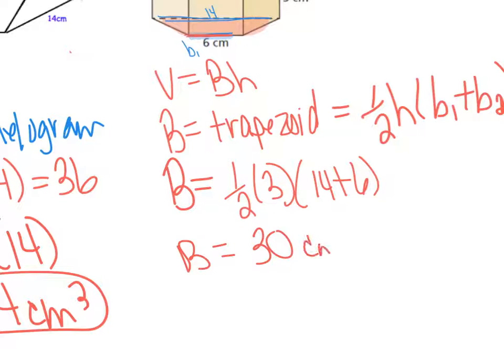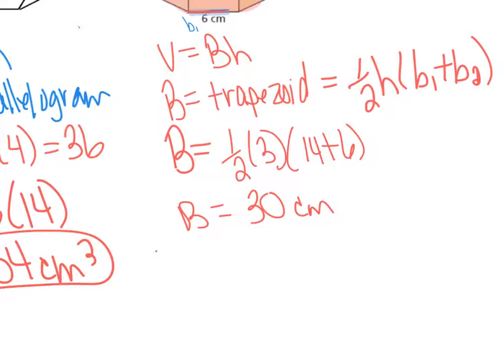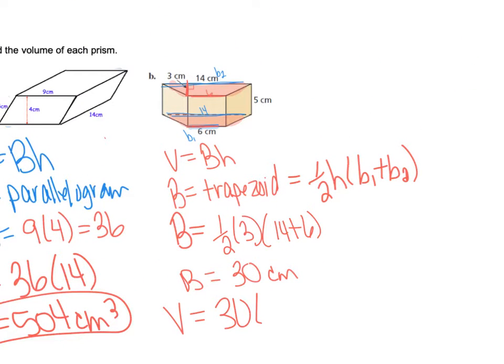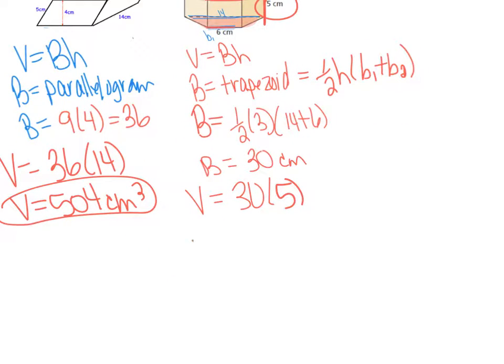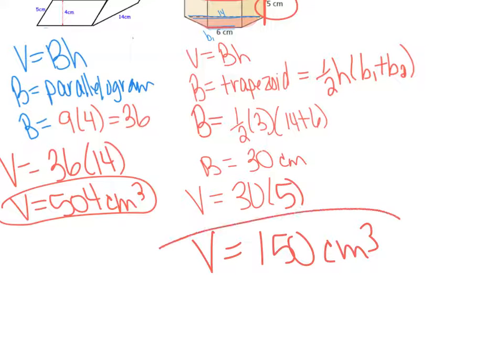30 centimeters squared. And then we can go ahead and say the volume of the whole thing is the area of the base, which is 30, times the distance between those bases. So the distance between the trapezoids is right here, which is 5. And our volume is going to be 150, what are we in? Centimeters cubed.